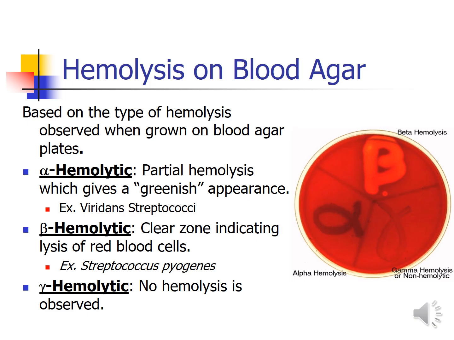Hemolysis in blood agar. As I told you, alpha hemolysis is partial hemolysis, which gives a greenish appearance. Beta hemolysis is complete hemolysis of RBCs, so it gives a clear zone of lysis. And gamma hemolysis is no hemolysis.